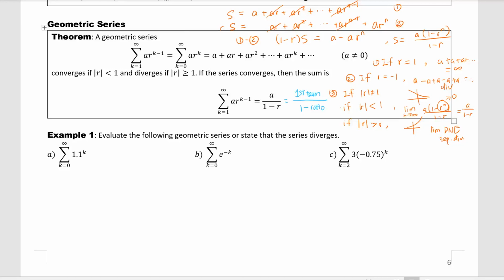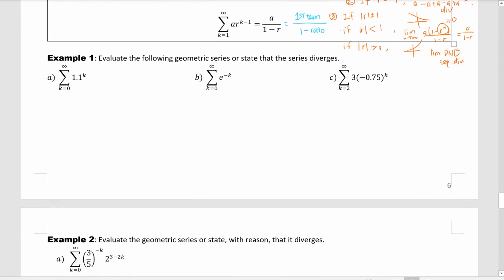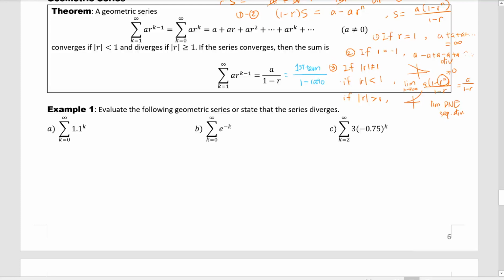Example 1, part A. Evaluate the following geometric series or state that the series diverges. Let's look at the first one. What is r? r is whatever is under the exponent k. In this case, r is 1.1, and that's greater than 1. If the absolute value of r is greater than or equal to 1, then the series diverges. Okay, everybody? The series diverges.